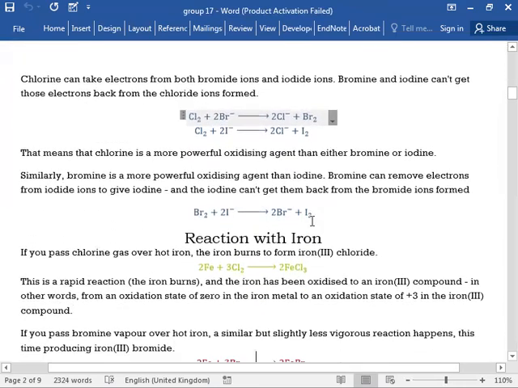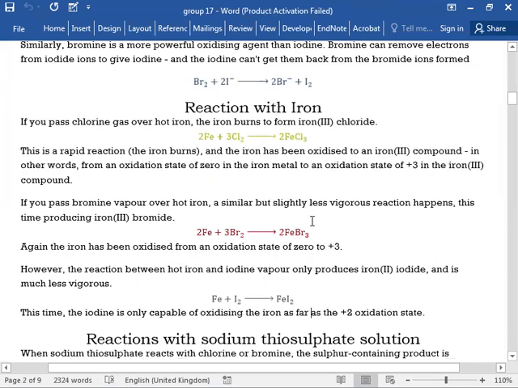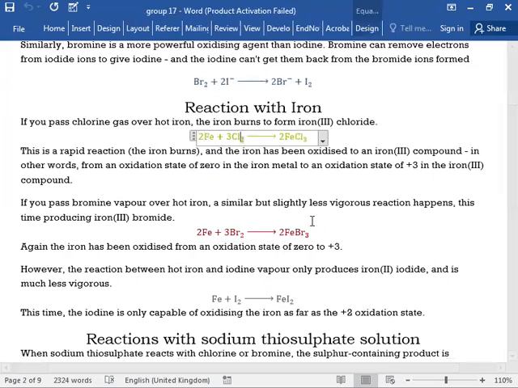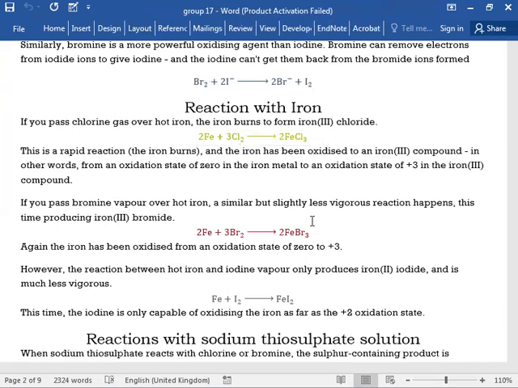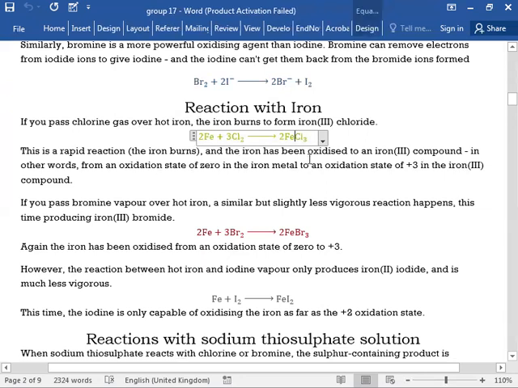And what is that reaction? It's a very good reaction. Try to understand. When we react chlorine with iron, chlorine gas को iron के साथ react करते हैं, so it forms iron 3 chloride.